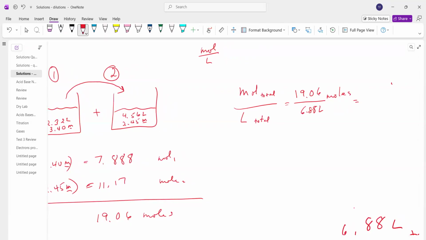So we define what is per liter. I'm gonna go 19 divided by the 688.